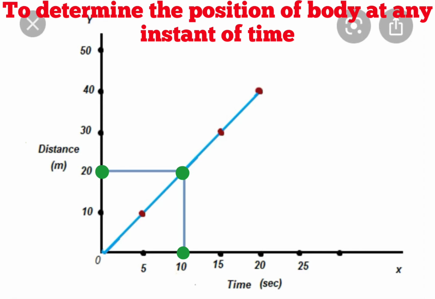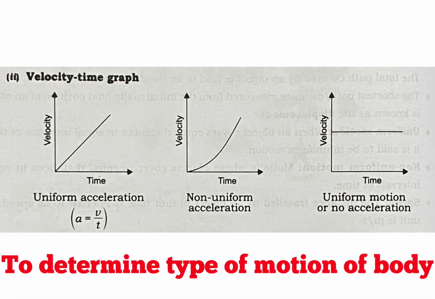Now students, this is an exercise for you. You have to calculate the slope of this graph by considering any 2 points you want. Next is velocity versus time graph.